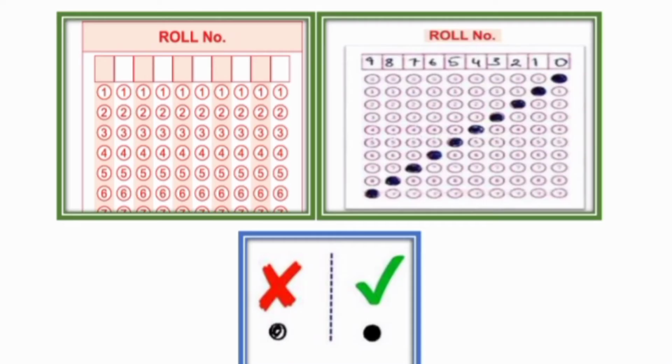In the new pattern of the OMR sheet, specific spaces or boxes are provided to fill the required information like your roll number, test booklet number, and test booklet code. Please do not write anything else on the OMR sheet because this will lead to the rejection of the OMR sheet. So please be careful with your OMR sheet.